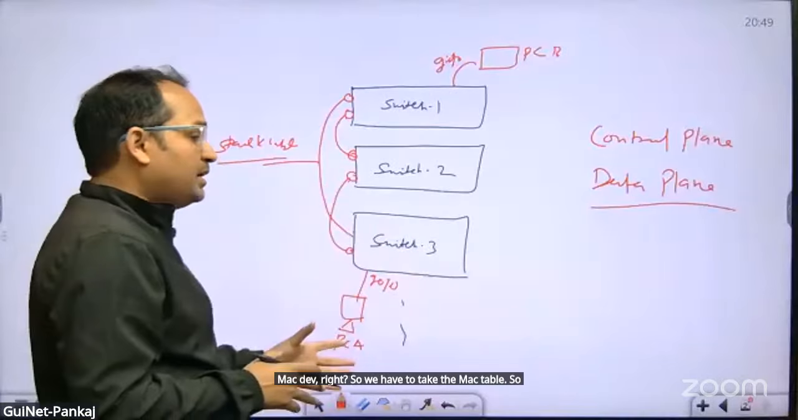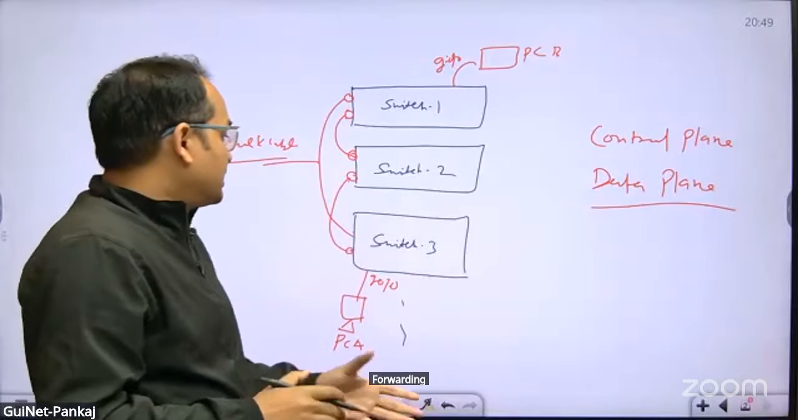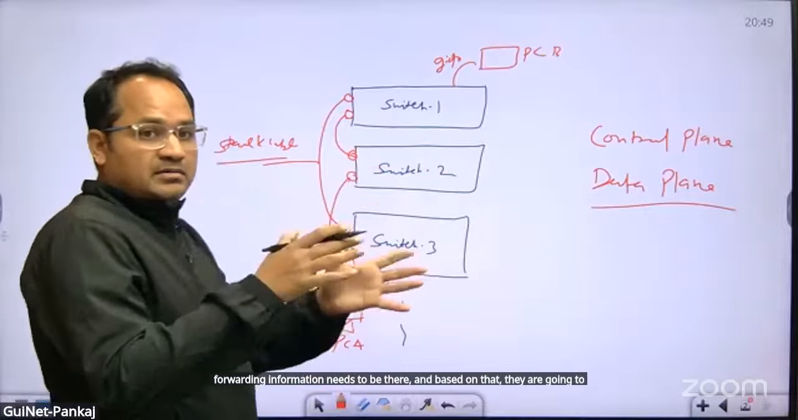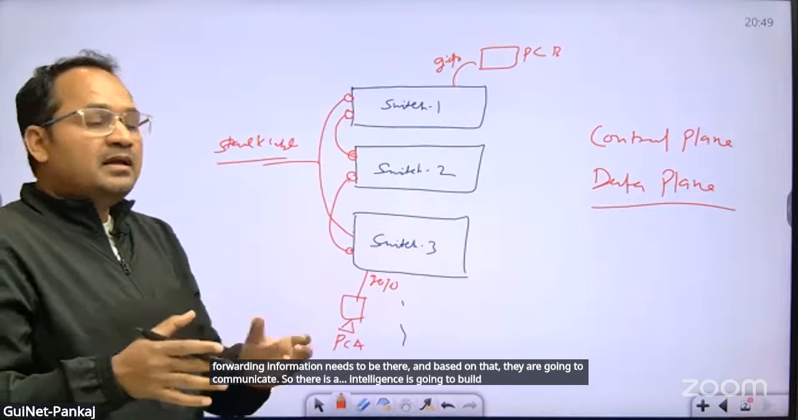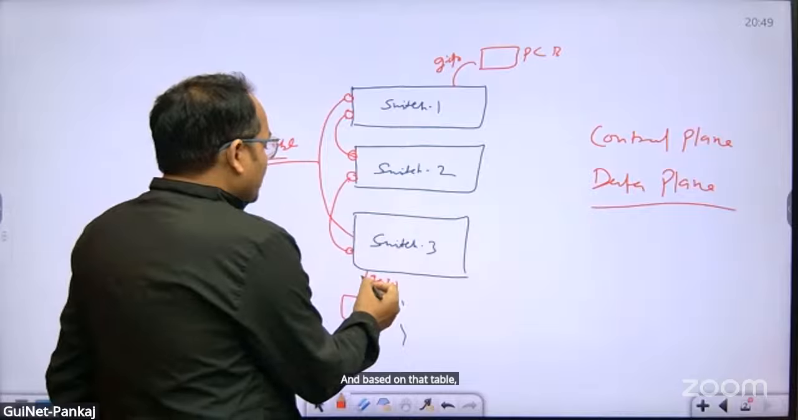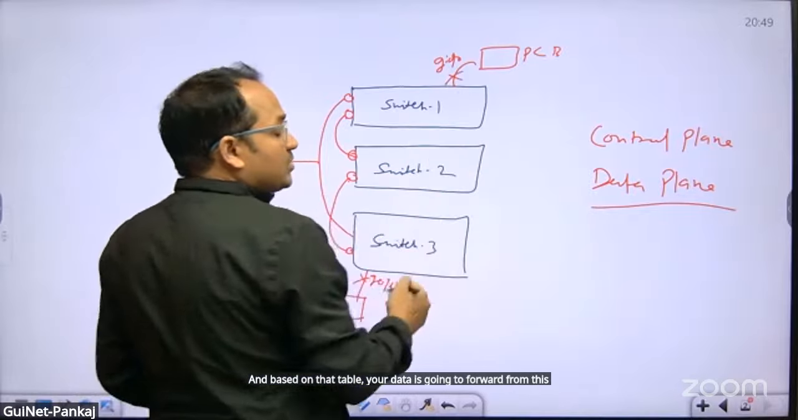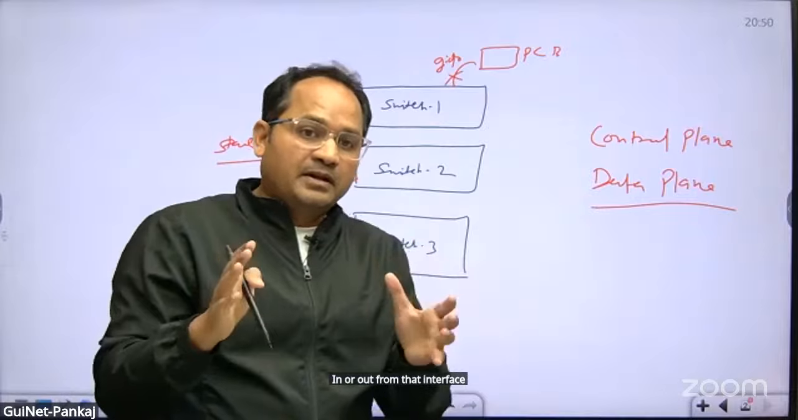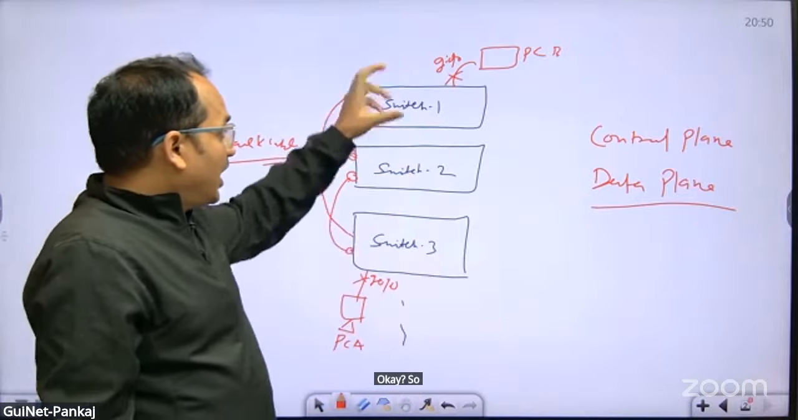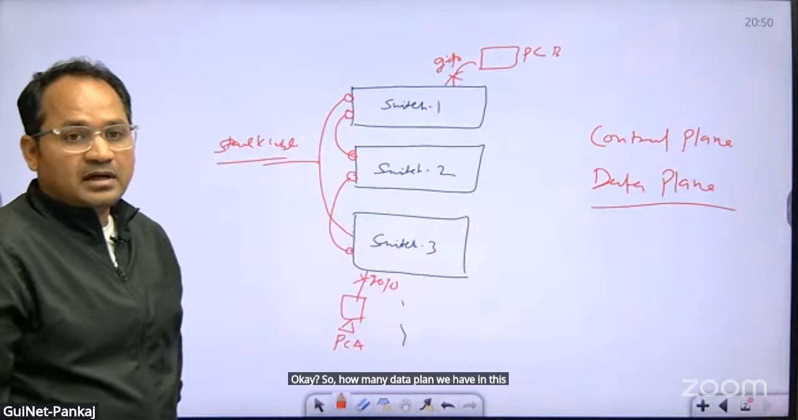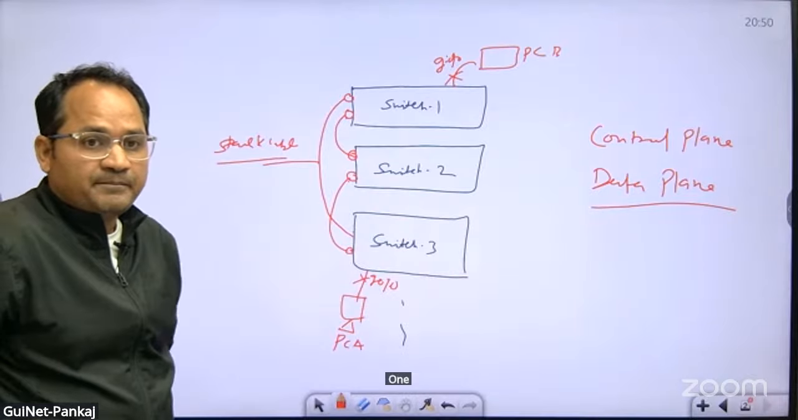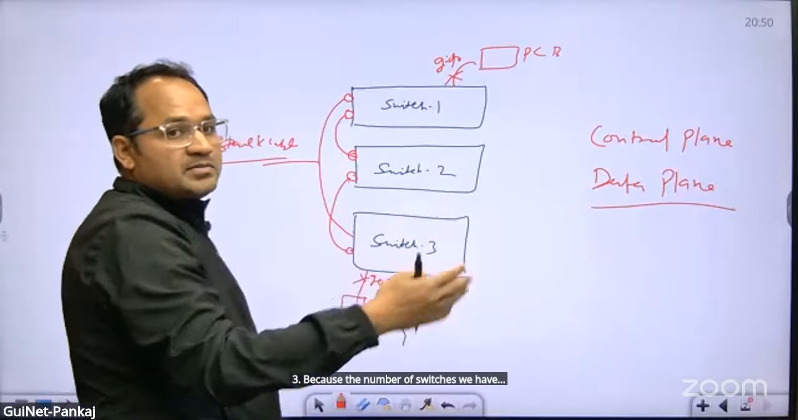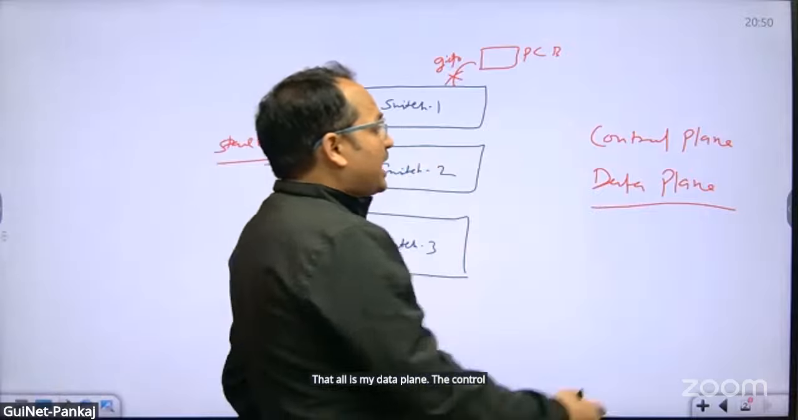So the MAC table needs to be built, forwarding information needs to be there, and based on that they are going to communicate. So there is intelligence that builds the table, and based on that table your data is going to be forwarded from this port to this port. The actual data going in or out of that interface is known as the data plane. How many data planes do we have in this particular architecture? 1, 2, or 3? 3, because of the number of switches we have, all of them are my data plane, but the control plane is sometimes also known as the management plane.